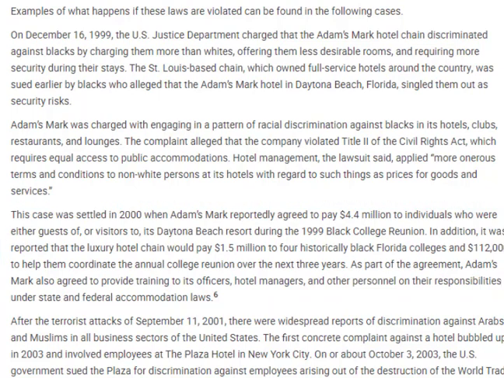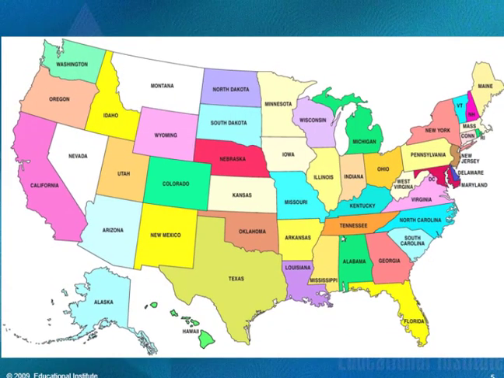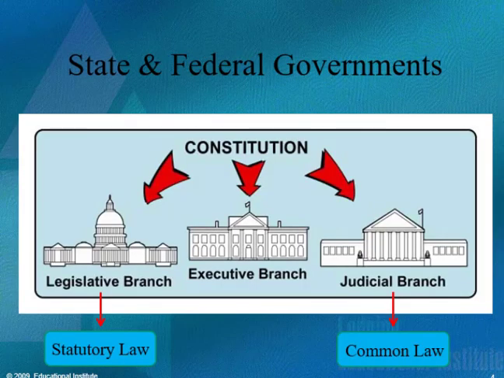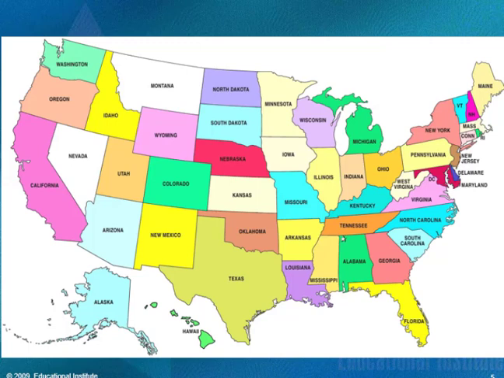As part of the agreement, the Adams Mark Hotel chain also agreed to provide training to its officers, managers, and other personnel. Now, you will remember that in addition to federal laws, like the Federal Civil Rights Act of 1964, each state has its own system of government and enacts its own set of laws. And so, no matter where you end up working, you will need to familiarize yourself with the additional state and local laws governing innkeepers. These laws vary widely by state and by region.